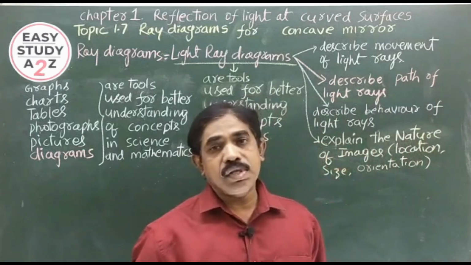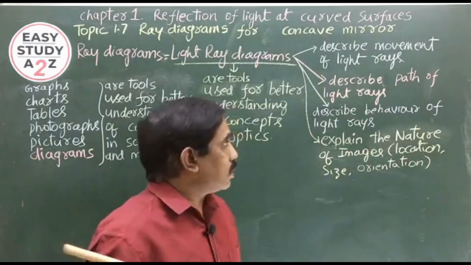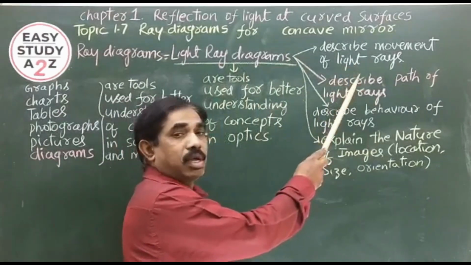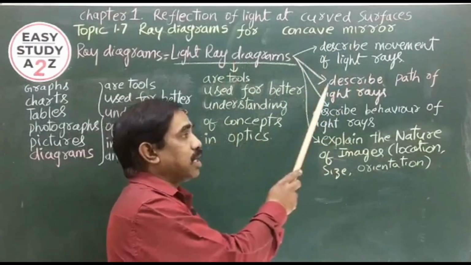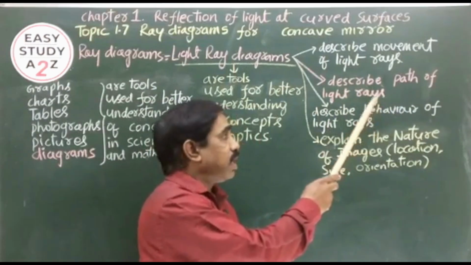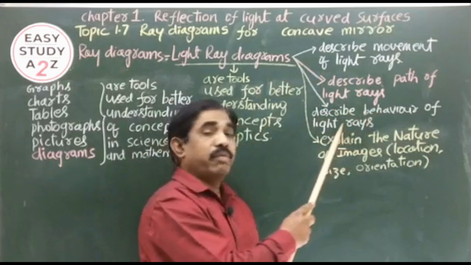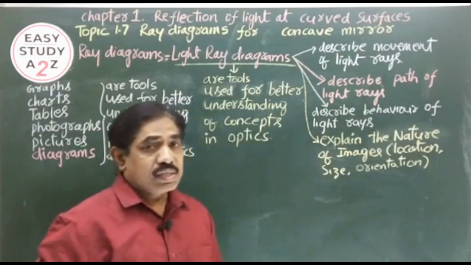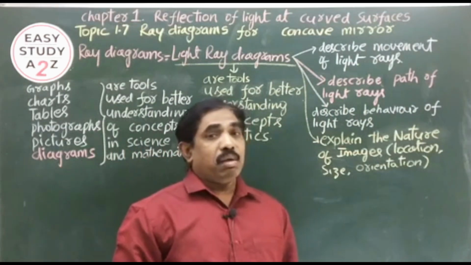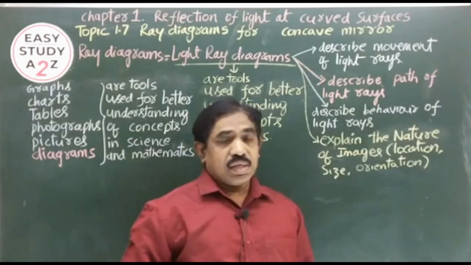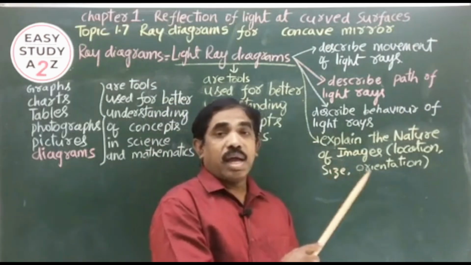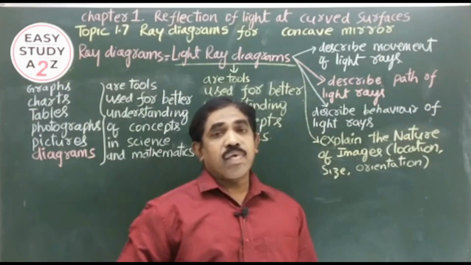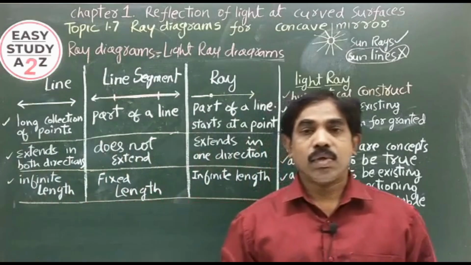Now, what is the role of ray diagrams? What do they describe? Ray diagrams describe the movement of the light rays. Ray diagrams describe the path of the light rays. Ray diagrams also describe the behavior of the light rays. The ray diagrams also explain the nature of the images; the location, size, and orientation of the images are better known with the help of light ray diagrams.